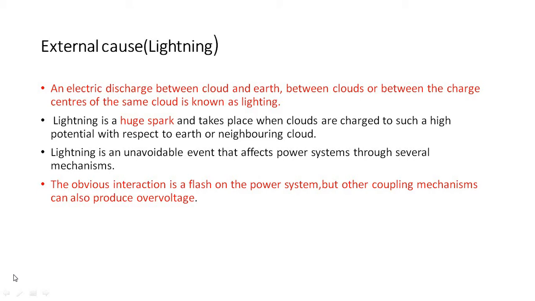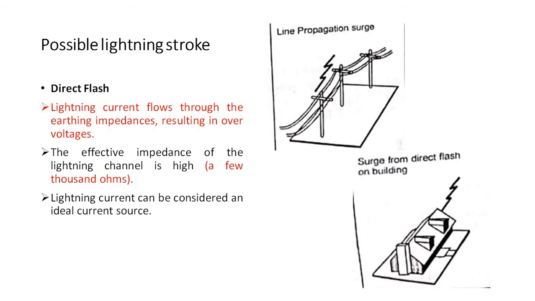The next possible lightning stroke: direct flash. Lightning current flows through the earthing impedance, resulting in overvoltages. The effective impedance of the lightning channel is a few thousand ohms. Lightning current can be considered an ideal current source. For example, the diagram represents line propagation surge. So the direct lightning affects the transmission line.